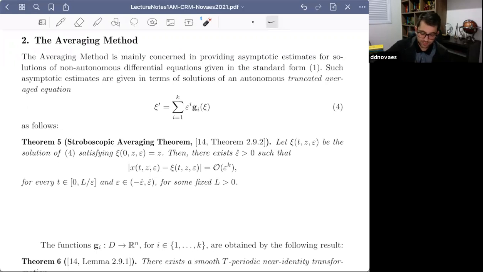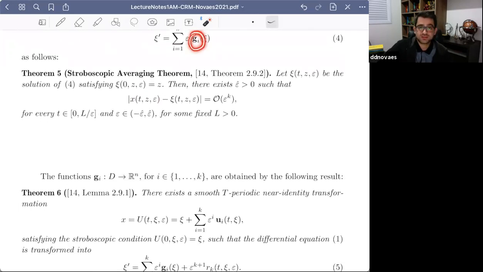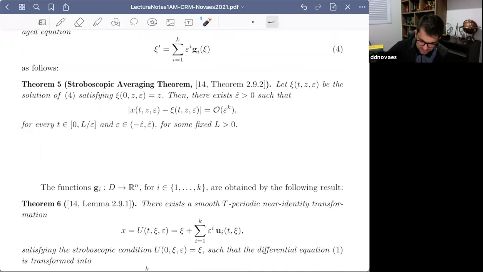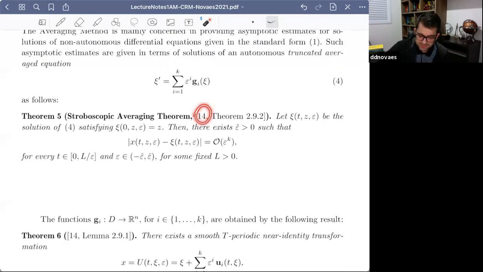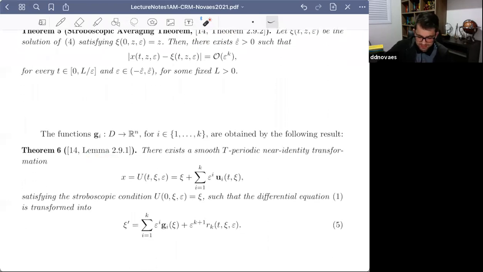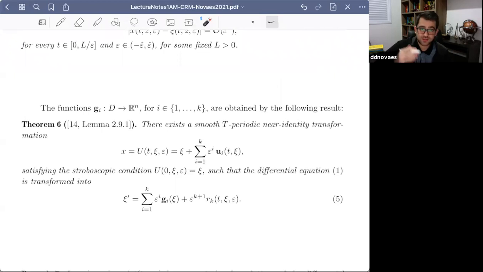So we approximate solutions of a non-autonomous difference equation by solutions of an autonomous difference equation. And how can we find these functions g_i that make theorem 5 true? It's obtained by this theorem. Here I'm indicating the reference where these theorems can be found. The functions g_i can be computed by doing a change of coordinates.